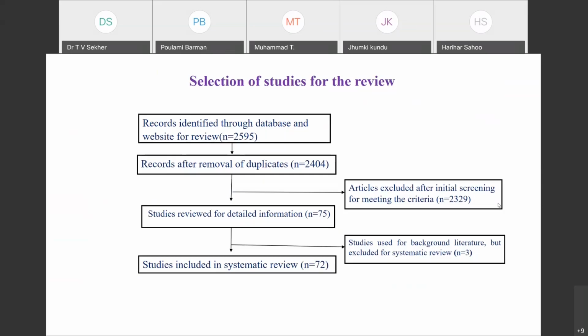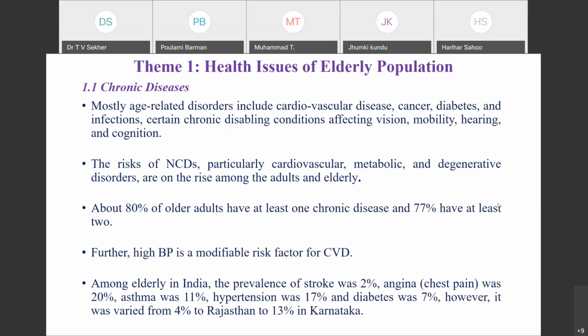So coming to the specific themes of the study which we have identified, the first is the health issues of the elderly population. An increase in life expectancy among the elderly increases the risk of incidence of NCDs, and it further leads to morbidity as well as disability. Mostly age-related disorders, including life-threatening diseases like cardiovascular disease, cancer, diabetes, and infections, as well as certain chronic disabling conditions affecting vision, mobility, hearing, and cognition.